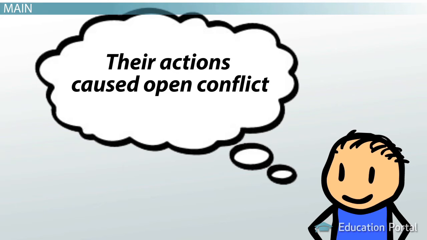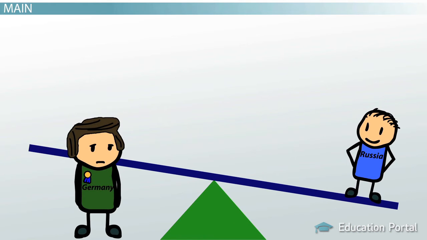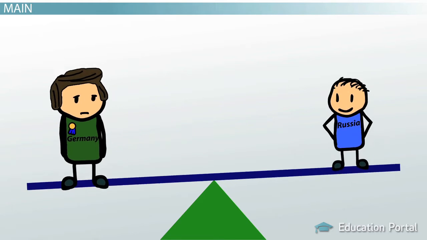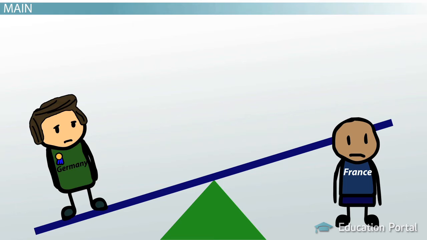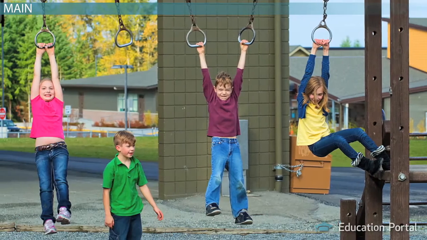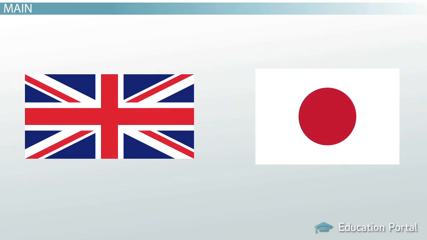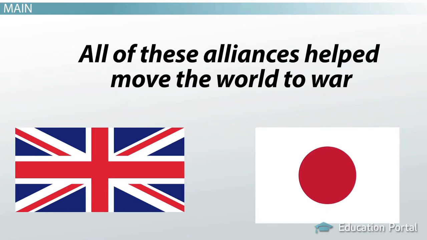Think of it like this. Russia is playing on the teeter-totter. Little Germany, who doesn't like Russia, comes over and shoves him off of the teeter-totter. The thing is, Russia's little friend France, who doesn't even like to fight, now is honor-bound to step in and help Russia out. But you see, Europe in the beginning of the 20th century was a big playground. Britain even had a friend named Japan from a completely different playground. Everyone had a lot of friends, allies. All of these alliances helped move the world to war.